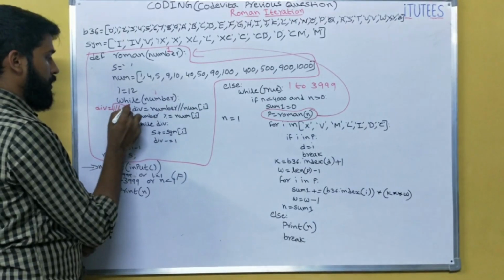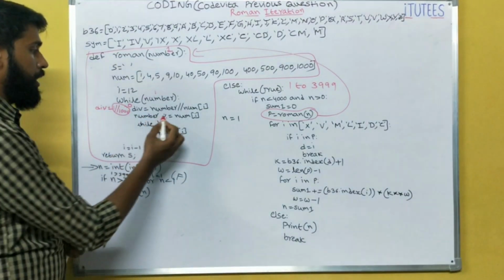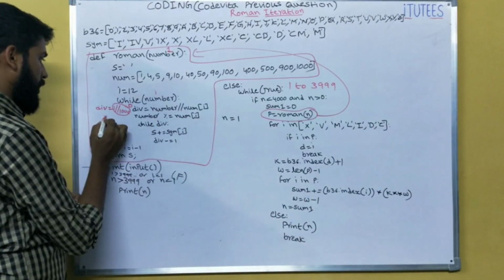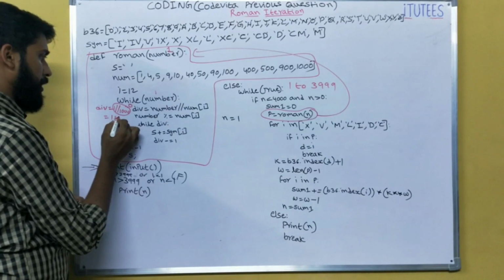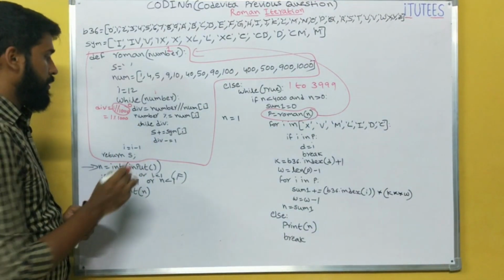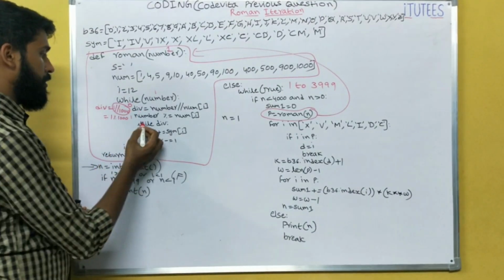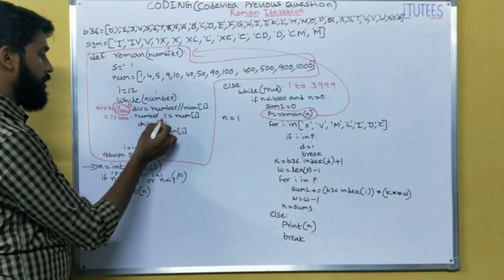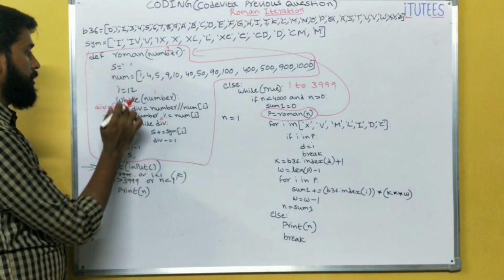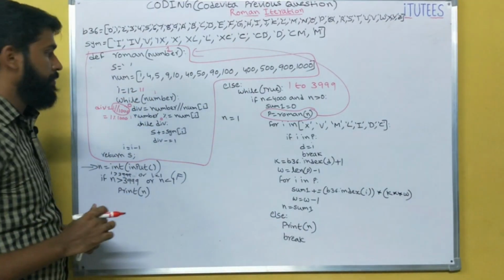This returns 0. Next go to here, number. Number percentage equals number of I, that means 1 percentage 1000. The remainder is 1, so the number is again 1. So while div, what is the div? 0, false, we don't enter here. I equals I minus 1, that means now the 12 becomes 11.